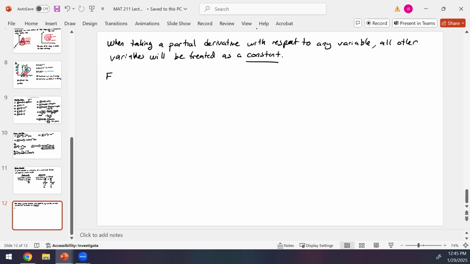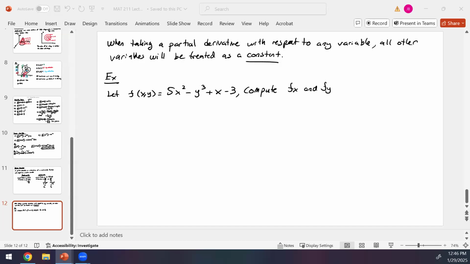So now let's do an example. Let f of x comma y be equal to 5x squared minus y cubed plus x minus 3. Compute fx and fy. So for this one, it doesn't matter what order you do it in. You could do x first or y first. So for x, which we'll do first, fx, or I guess let's do it this way.